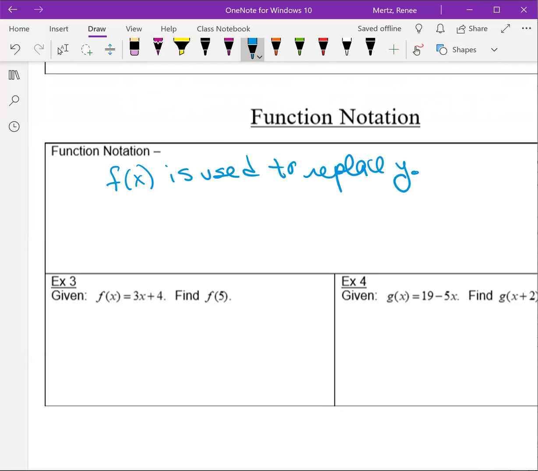Looking at example 3, how would you go about solving that? f of x equals 3x plus 4. Find f of 5. What does it want you to do? Because it says f of 5, it wants you to put a 5 where the x is. So all it means for the notation is replace the variable with the number in the parentheses.